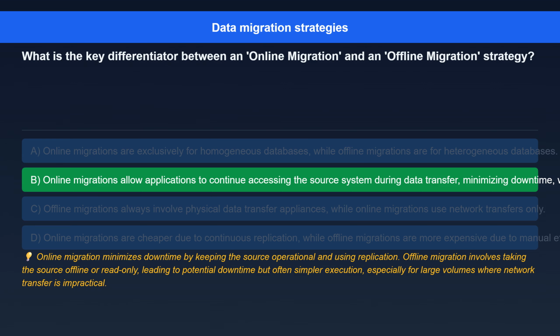The correct answer is online migrations allow applications to continue accessing the source system during data transfer, minimizing downtime, whereas offline migrations require temporary application shutdown. Here's the explanation. Online migration minimizes downtime by keeping the source operational and using replication. Offline migration involves taking the source offline or read-only, leading to potential downtime but often simpler execution, especially for large volumes where network transfer is impractical.